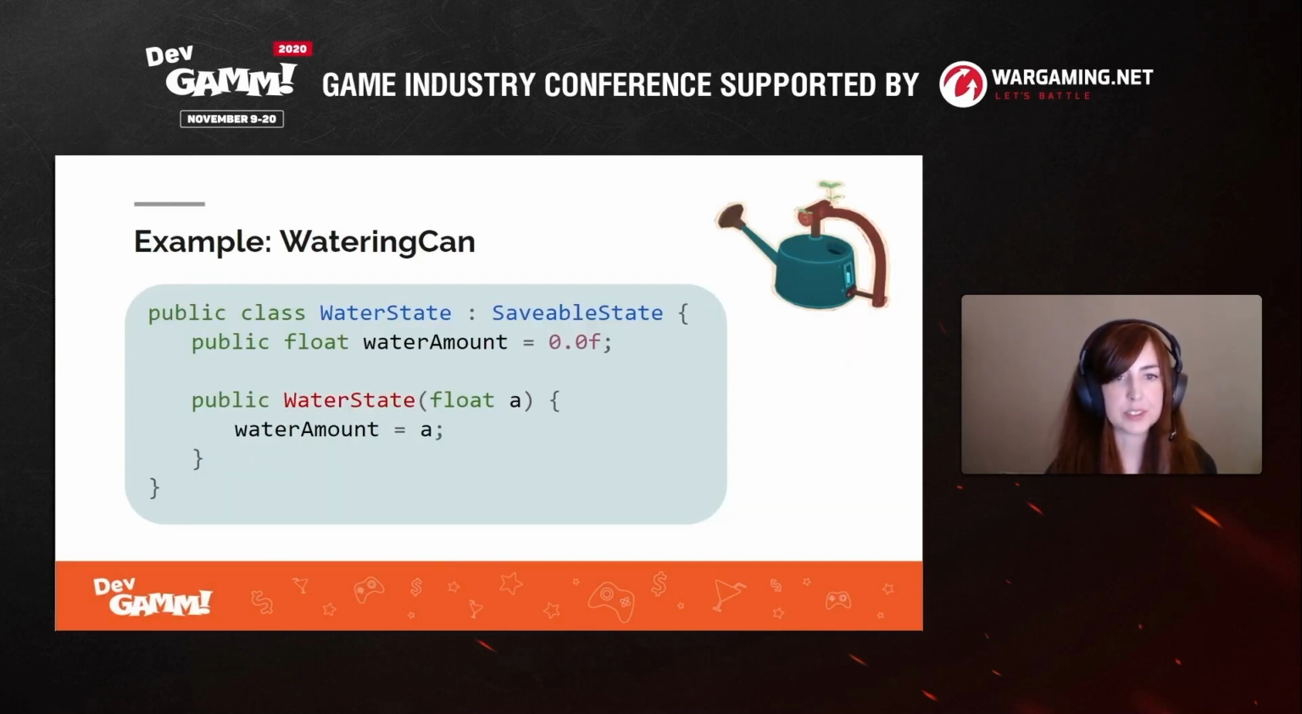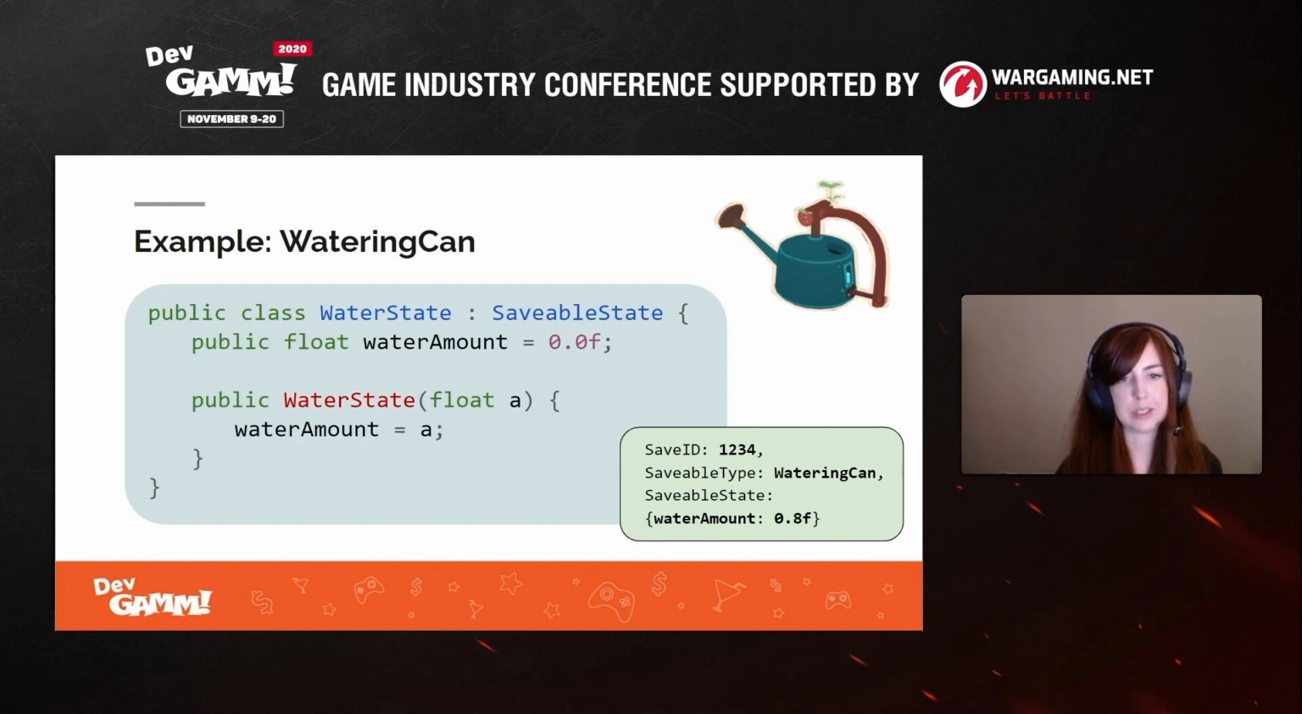This is what the water state class looks like. All it has is a float that represents the amount of water and a constructor. In the save file, it will look something like this. It has the save ID, so that we know which object it belongs to. It has the savable component type, so that we know which component to apply it to. And it has the water state itself.